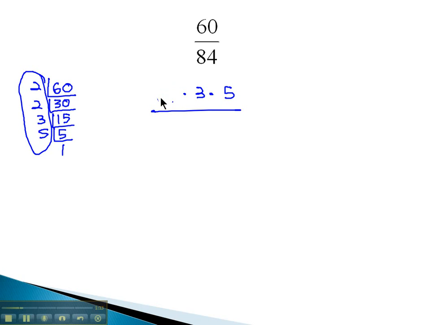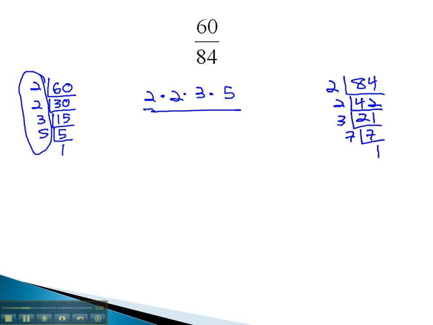Actually, we're not going to write this as 2 squared. We're going to write it out as all the factors: 2 times 2 times 3 times 5. Similarly, we need to know what the prime factorization of 84 is. 84, it's even, divisible by 2, 42 times. Still even, divisible by 2, 21 times. We know that's divisible by 3 7 times, which is divisible by 7 once. And so we get this for our prime factorization, 2 times 2 times 3 times 7.